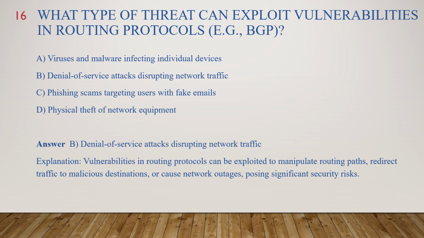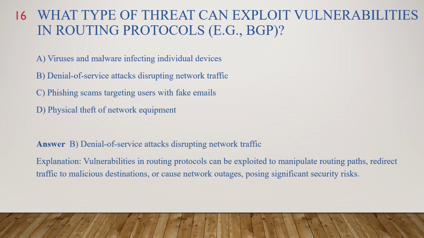Explanation. BGP, the Border Gateway Protocol, plays a crucial role in routing internet traffic across networks. However, it has known vulnerabilities that attackers can exploit to launch denial of service (DoS) attacks. Here's how. BGP hijacking. Malicious actors can manipulate BGP routing announcements to redirect traffic to their own infrastructure. This disrupts internet connectivity for legitimate users and potentially allows attackers to intercept or manipulate data.